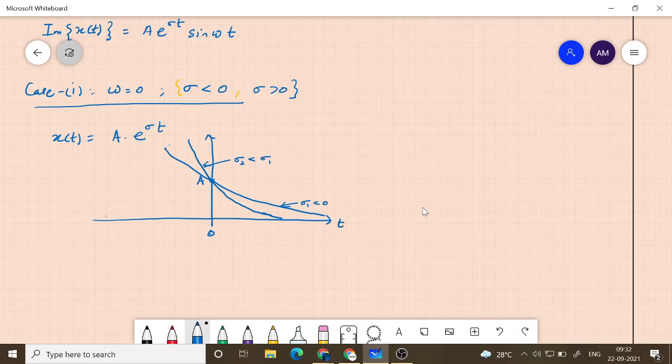So you will have something like this, which rises like this. This is for some sigma 3, which is greater than 0. If it is a larger positive number, say sigma 4, then it would rise even faster.